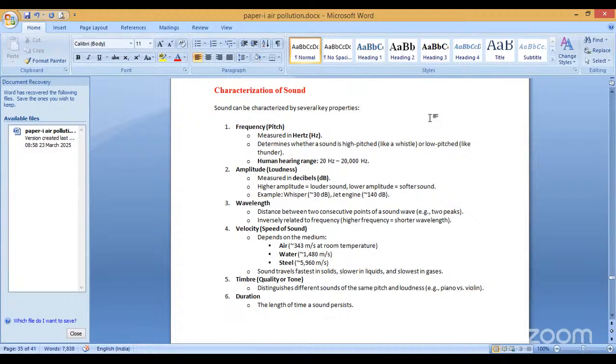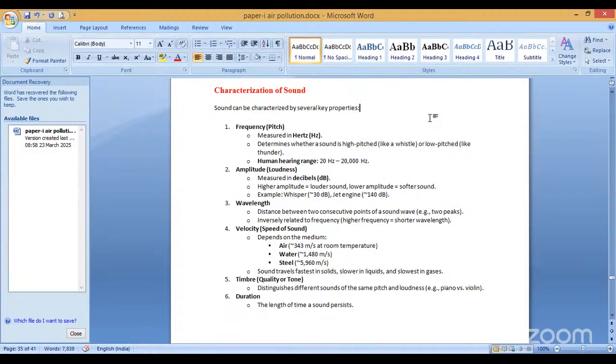Then, coming to the fourth one, the velocity or speed of sound, which depends on the medium. In air it is 343 meters per second at room temperature. In water, 1480 meters per second. In steel, 5,960 meters per second. Sound travels fastest in solids, slower in liquids, and slowest in gases.